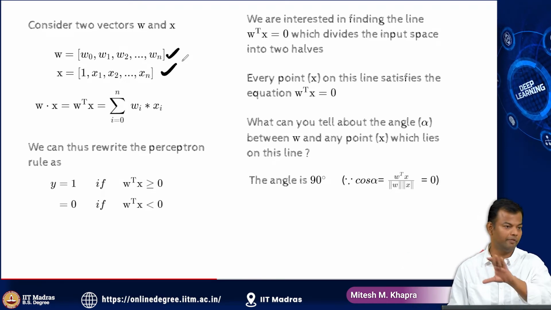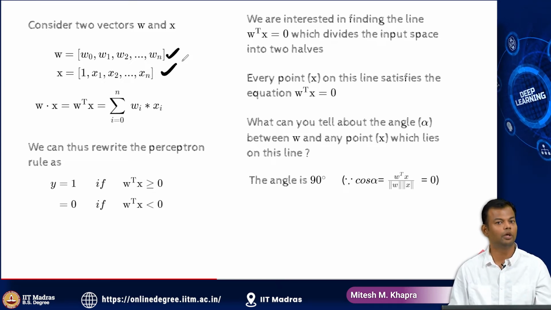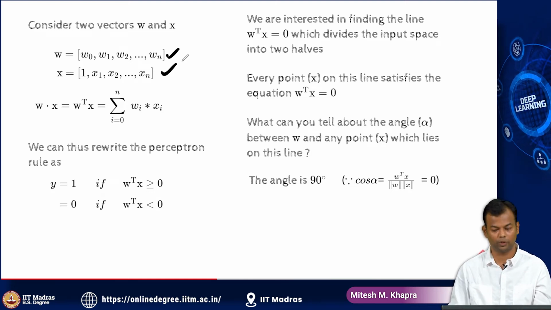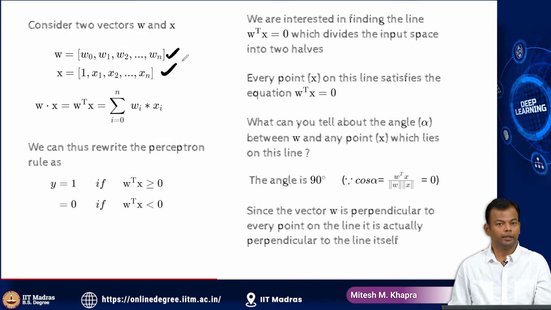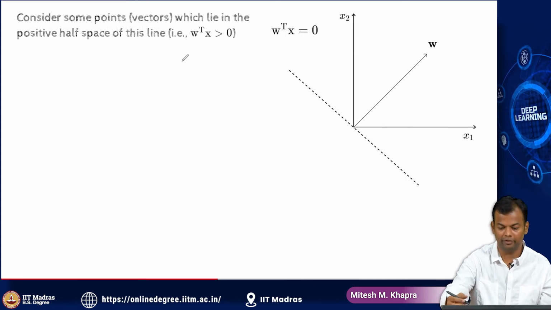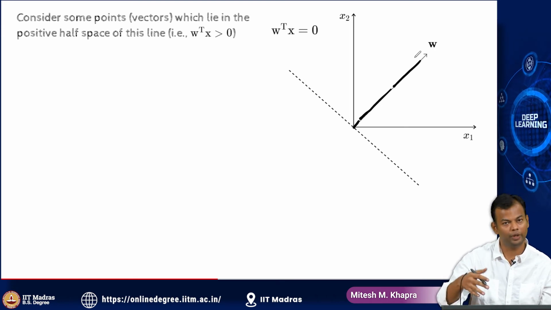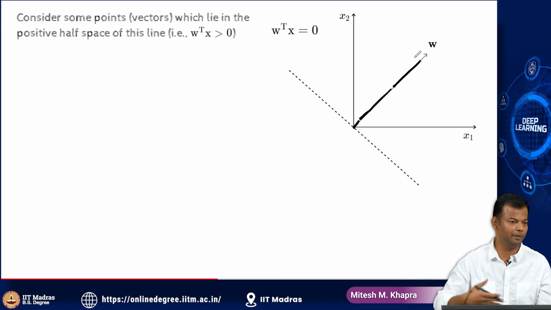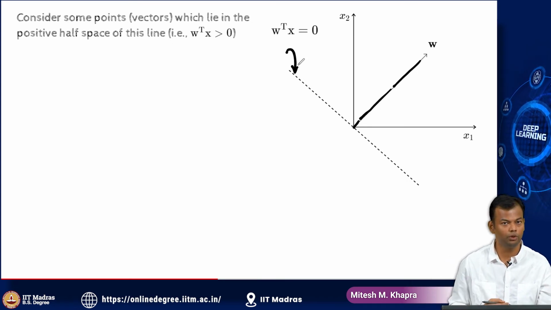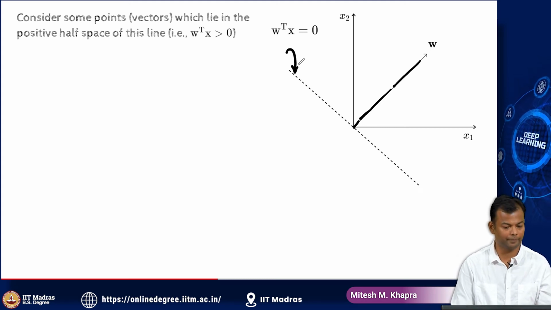So slowly we have now started moving into the territory of geometry and linear algebra, right. So now we know that if the point lies on the line, then the angle is 90 degrees with the weight vector. Now, let us go ahead. If the vector w is perpendicular to every point on the line, then it simply means that it is perpendicular to the line. So if this is the line w transpose x equal to 0, then my weight vector is going to be perpendicular to that. So nothing great again, right.